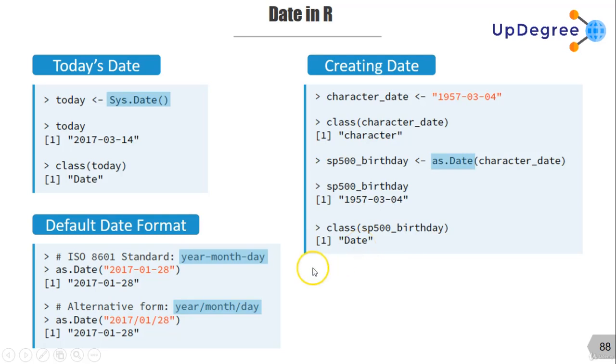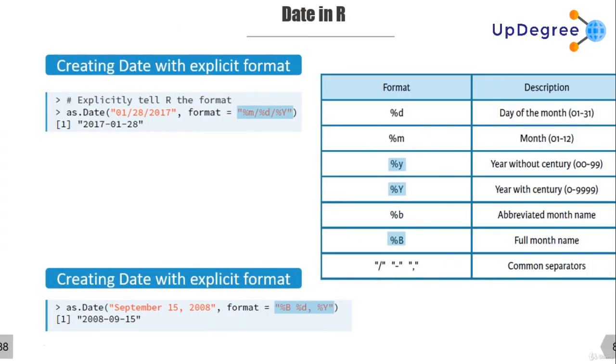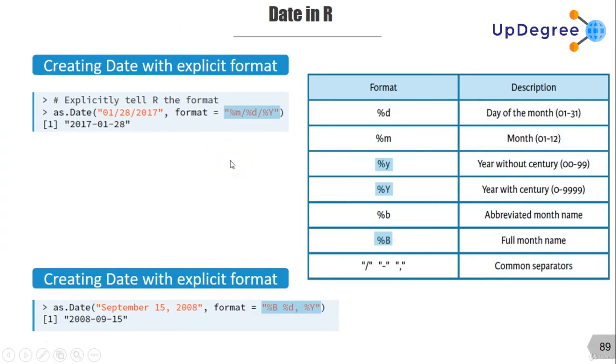But as I was saying, what if you do not have these two formats? These two are pretty easily understandable by R, but what if you do not have this kind of format? Then how would you make R understand which is the day, which is the month and which is the year? That's why we have another argument called format. In the as.Date function, we have another argument where you can specify what exactly you meant.